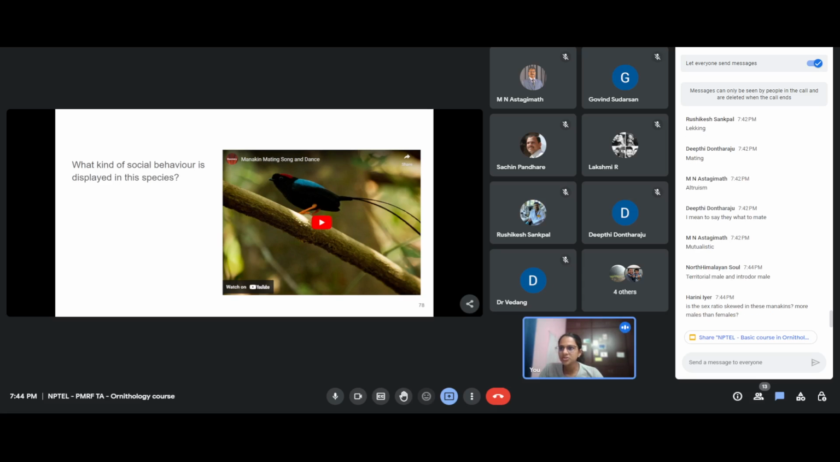Is the sex ratio skewed in this manakin? More males than females? I don't know. But why would more males stick around to help another male? Interesting question. I think, Harini, it might be worth looking that up, but not being conclusive on that, if I may offer my opinion. Sure. Go ahead. One thing is that if you're just saying that there are two males competing for a female, it may not mean that there are more males. The skew is towards the male.